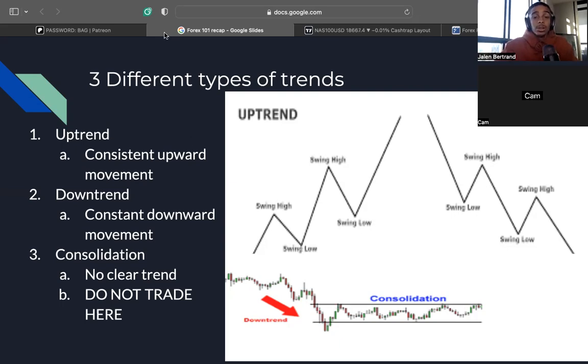So for those of y'all that are taking notes, so far we have three types of trends. We have an uptrend, which is literally consistent upward movement in the market.